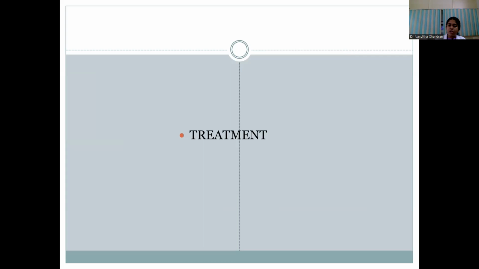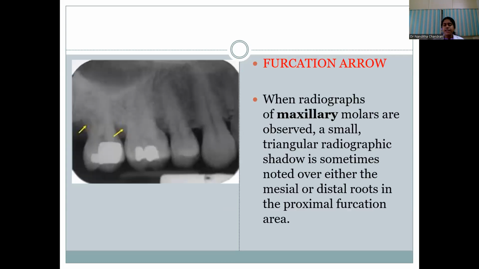Now the treatment part, I've already started with the treatment part. It basically depends on the type and nature of furcation involvement. Initial treatment is always to remove the local irritants, that is by doing a thorough scaling and root planing. And then depending on the grade of the furcation, we can go ahead with the further treatment. That's all for today's discussion.